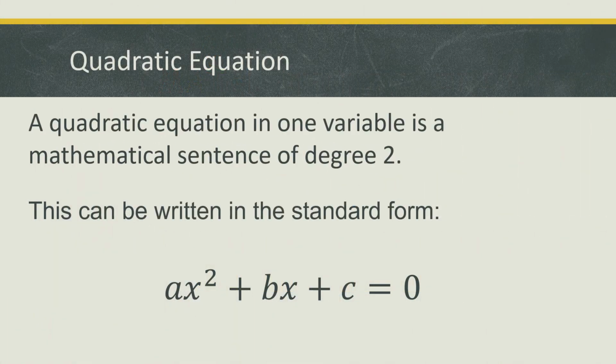Before we start the lesson, let us review first what a quadratic equation is. A quadratic equation in one variable is a mathematical sentence of degree 2. It is also called a second degree equation. These equations can be written in the standard form ax squared plus bx plus c, where a, b, and c are all real numbers.